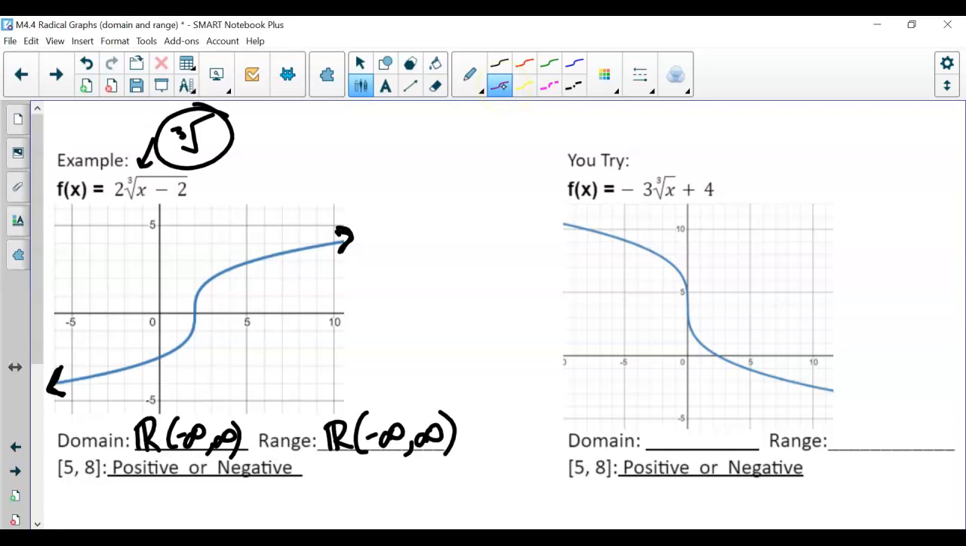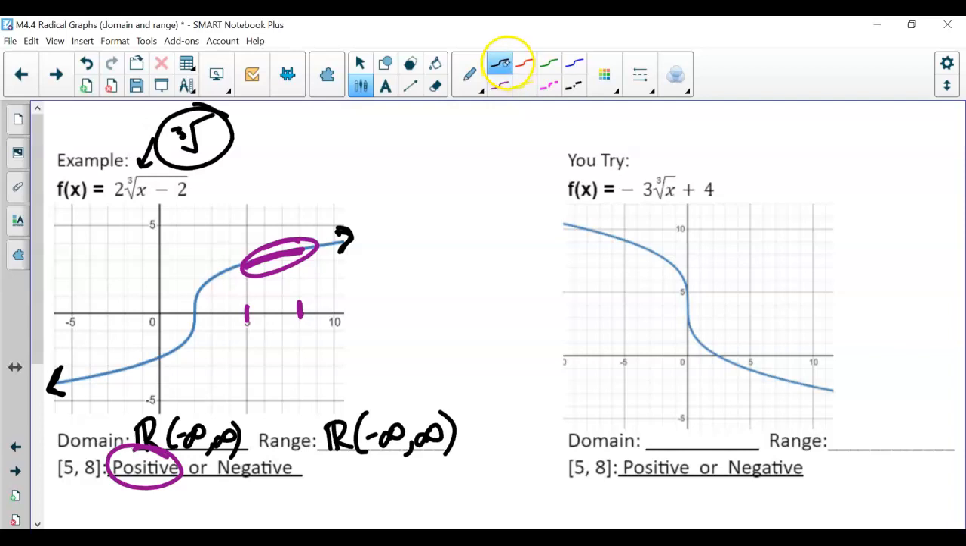Then looking at our values from 5 to 8 here. So looking at this section of the graph, notice how this is above in the positive. So those values are positive. So go ahead and pause the video and try this U try on your own.